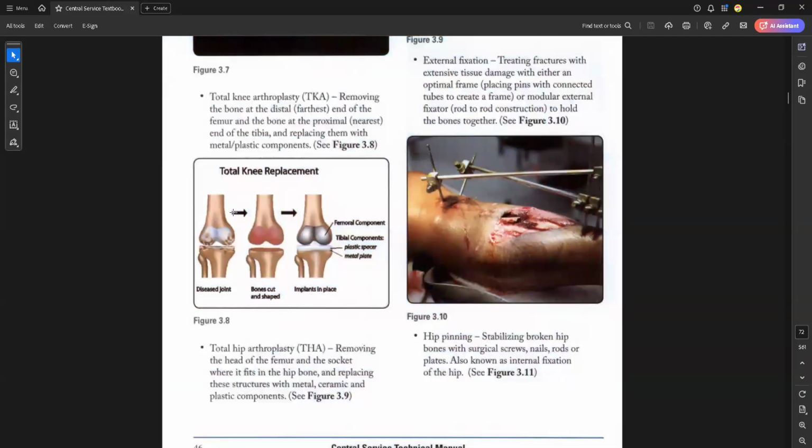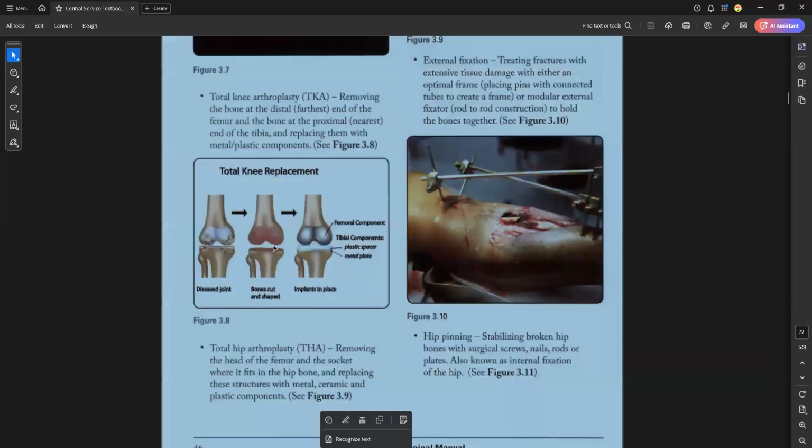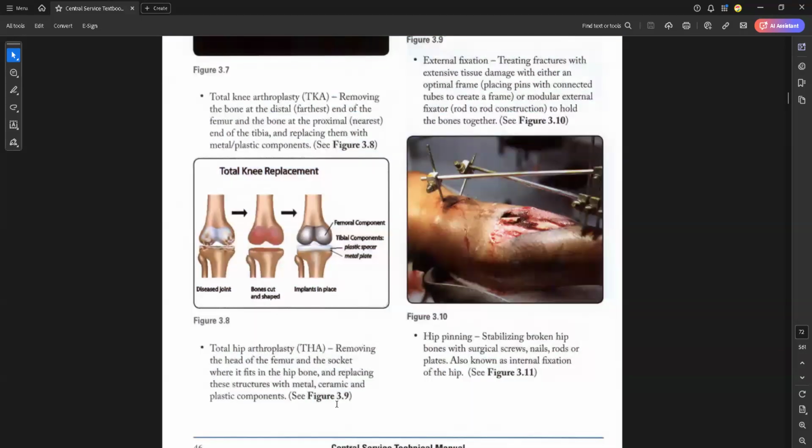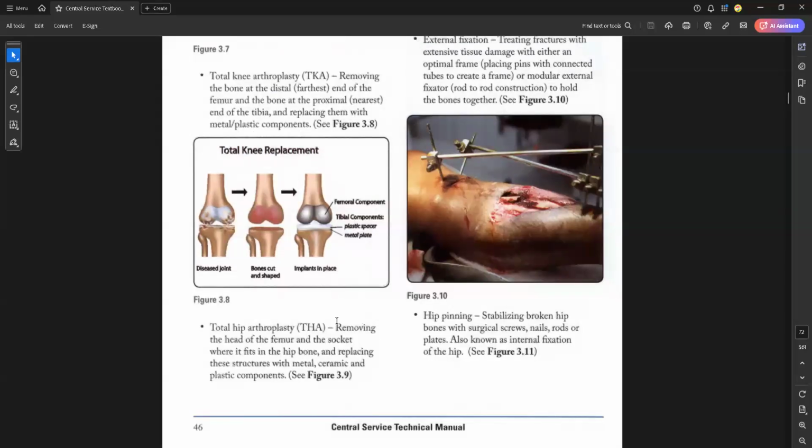I think it's almost time for our break. Now, total knee arthroplasty is also there. So these are examples: external fixation, total hip arthroplasty. These are all examples.